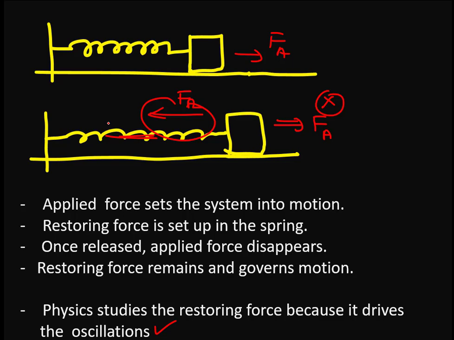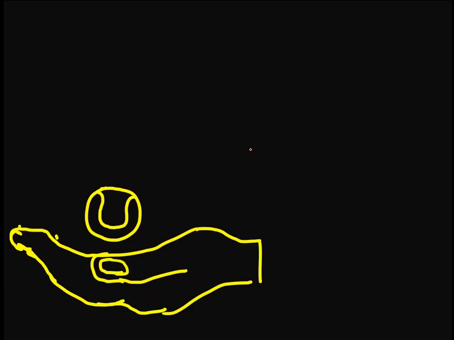Let's take one more example, and that's the example of a ball in my hand. So what's happening over here? This ball is in my hand and let's say I apply a force in the upward direction. This hand applies a force in the upward direction. And the ball leaves the hand of the thrower, in this case, me. And the hand provides the applied force.